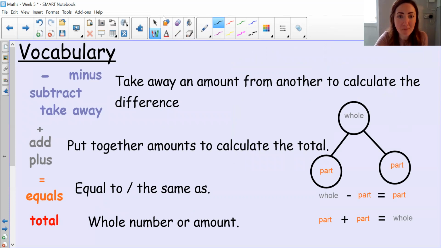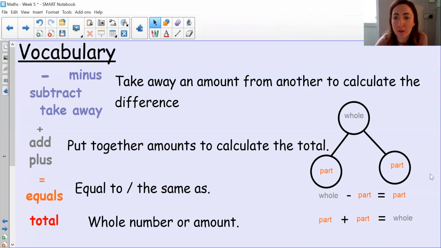Okay, here's our vocabulary. Let's go through it just quickly. I think we're pretty confident with it by now. We've got minus, subtract, take away, add, plus, and equals or equal to. And then we've got the total, which means the whole number or amount. Here's our part whole model. Now today, because we're looking at fact families, we're looking at subtraction and addition. Just as a reminder, if we're doing subtraction, we have a whole number, take away a part equals the other part. But when we're adding, of course, we have part add part equals whole.